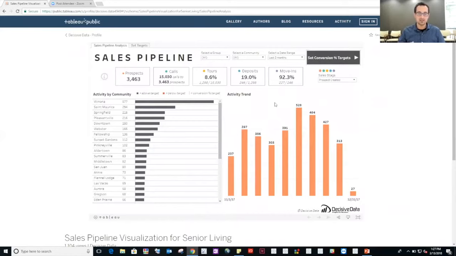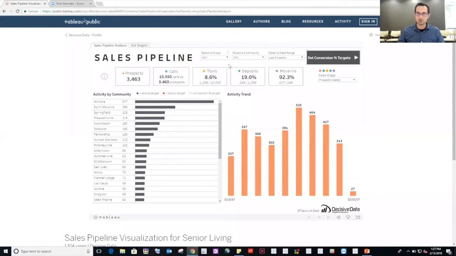One of the things that you'll see here, and maybe one of the things that comes to mind most, is that these boxes on the top of the dashboard help us follow prospects through a sales pipeline, from the time that they become a prospect until the time that they move in. We can see that we, as a company as a whole, which is what we're looking at now, have just shy of 3,500 prospects. And we can see what happens to those prospects as we move into calls, tours, deposits, and move-ins.